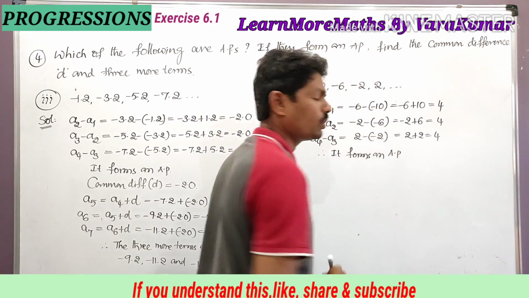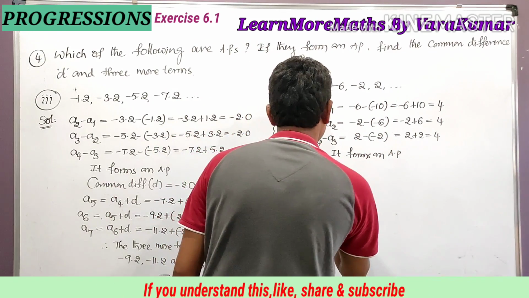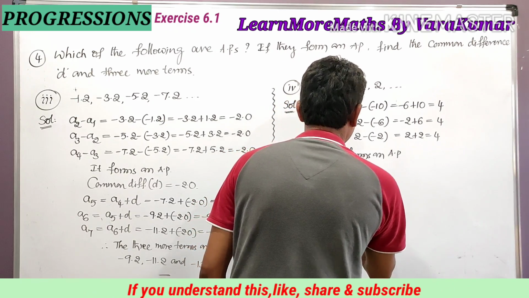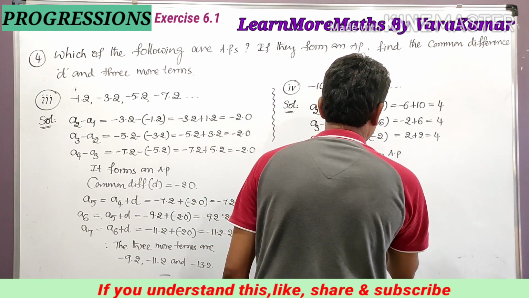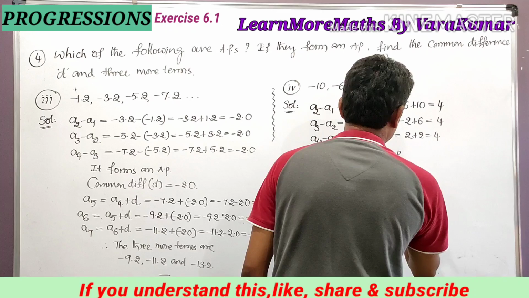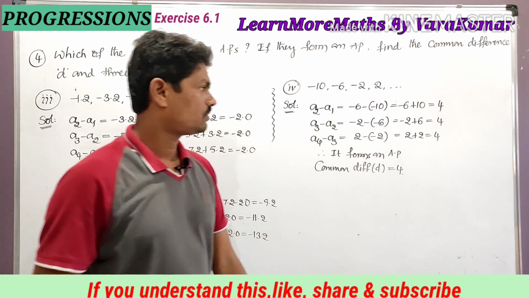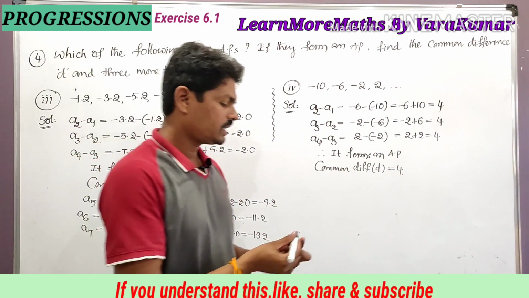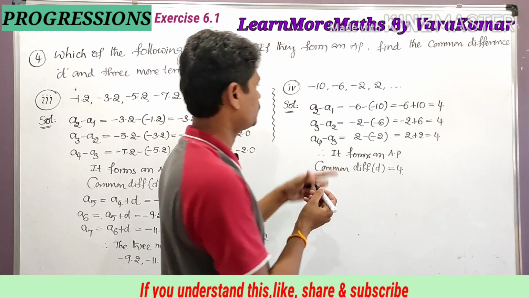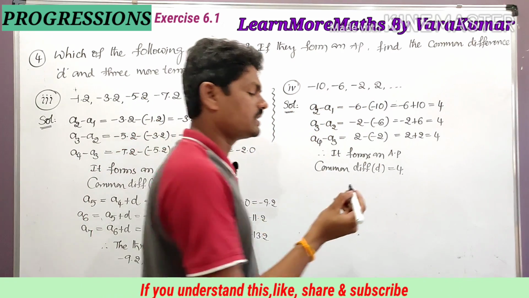That is an arithmetic progression. Therefore he is asking us to find the common difference. Therefore, common difference d is equal to how much, student? Common difference is equal to 4. So he is asking us to find the next terms, that is a5, a6, a7.